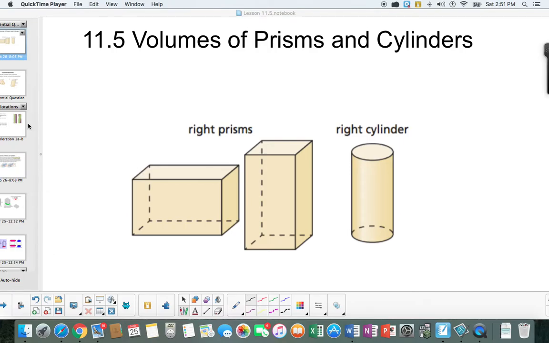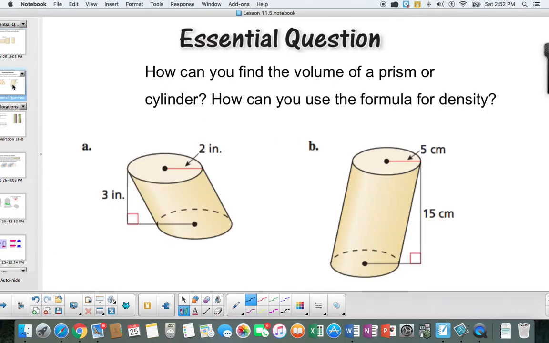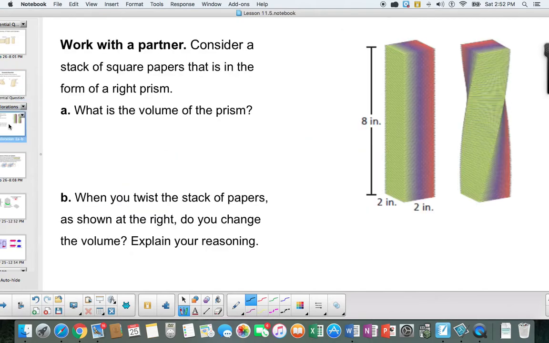11.5 Volumes of Prisms and Cylinders. Essential question: how can you find the volume of a prism or cylinder? How can you use the formula for density? Let's take a look at this stack of papers and find its volume.